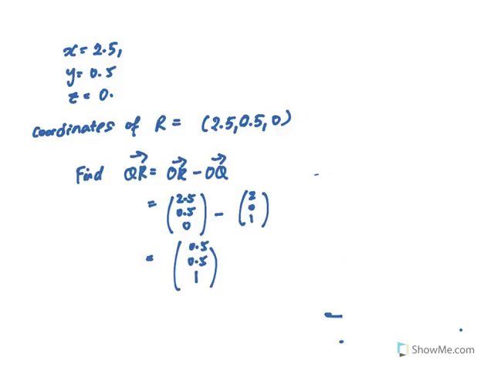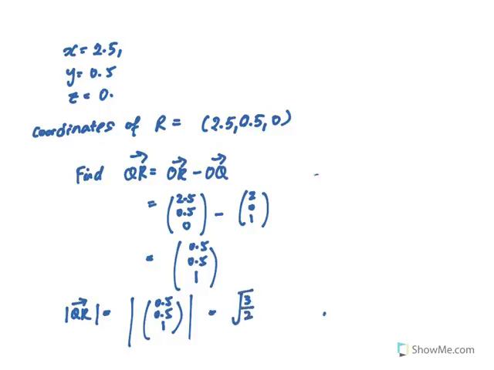Quickly going to the side, the magnitude of QR, the distance here, would just be the magnitude of (0.5, 0.5, -1). This is just equal to square root of 3 over 2, or otherwise, if I rationalize both top and bottom, it's square root 6 over 2 units.